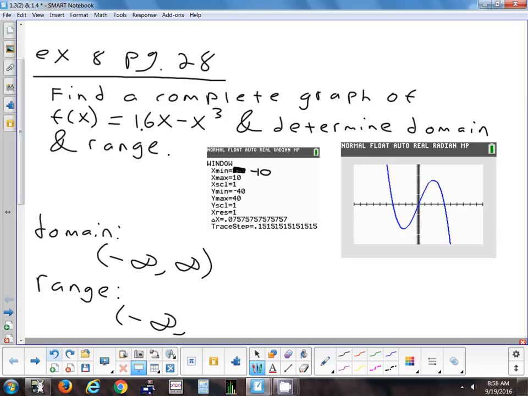Any questions on how we figured out the domain and range of them? Okay, so domain are your x's. Those are the numbers you're allowed to plug in. Y is your range. Those are the answers that you get when you plug in your x's.